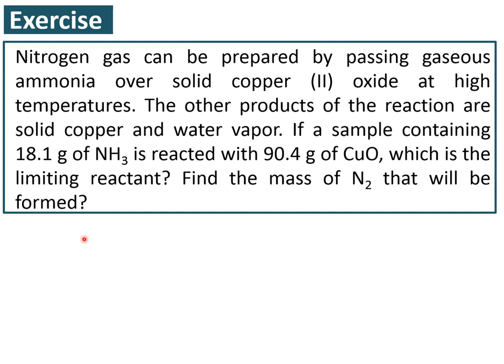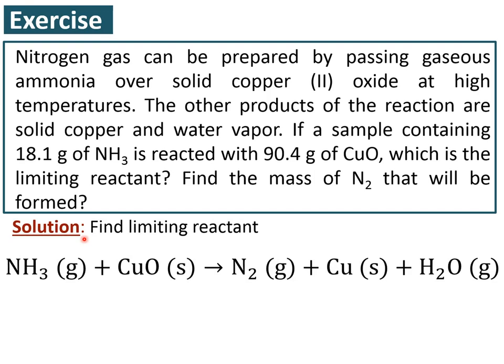So the first chemical is ammonia. The second, in the products, is nitrogen gas. Now you are building the equation, over solid copper two oxide. So this is the second reactant. At high temperature, the other products of the reaction are solid copper and water vapor. So you can write the equation: ammonia plus copper two oxide will give nitrogen, solid copper, and water vapor.